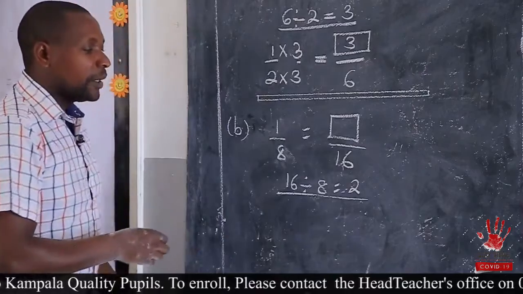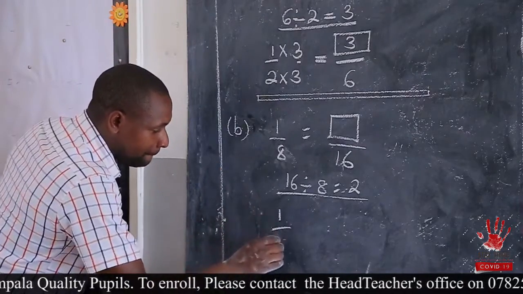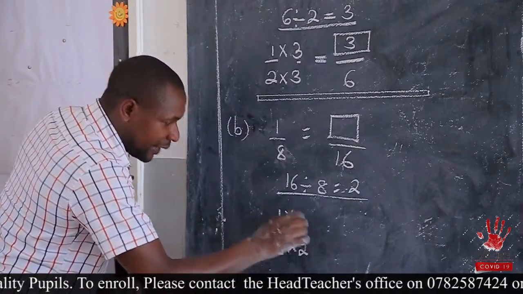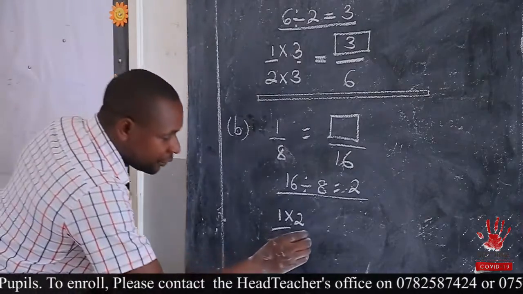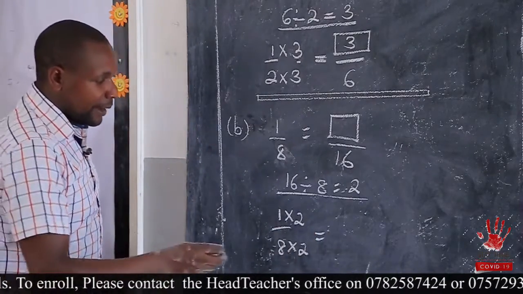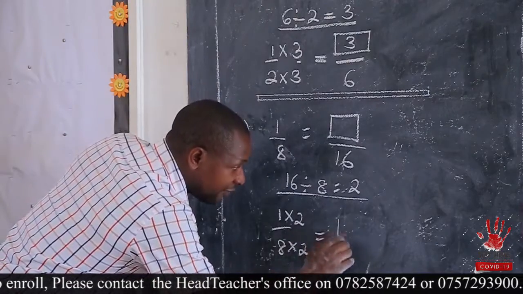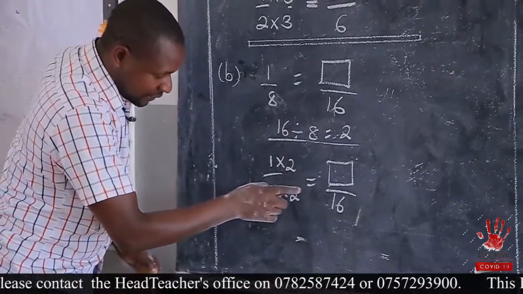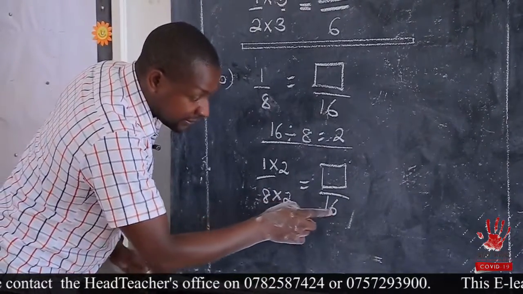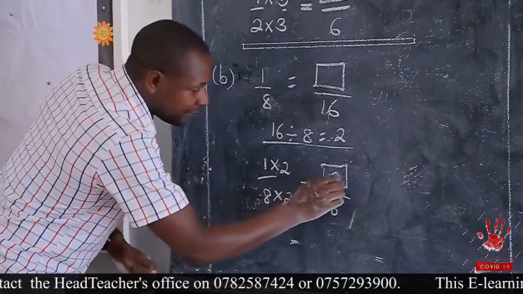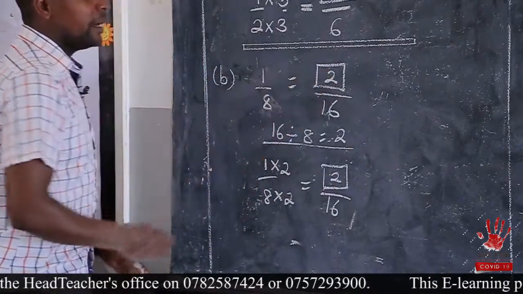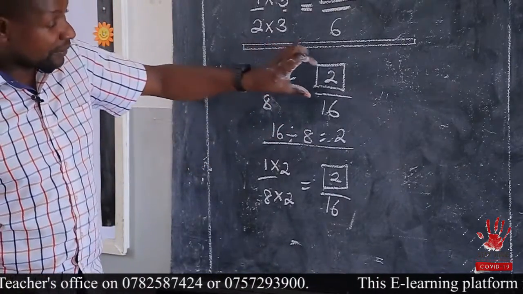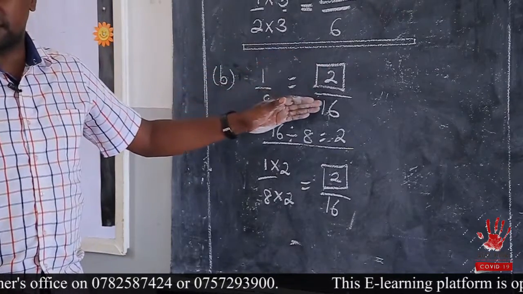Now, if it is 2, that means 8 was multiplied by 2. And when you multiply in the denominator, likewise, do it in the numerator. Then it will give us the next equivalent fraction, whereby we have a box which was missing here out of 16. So 2 times 8, or 8 times 2, is 16. Then 1 times 2 is 2. So the missing number here is 2. In other words, the equivalent fraction that we are looking for in this case is 2/16.